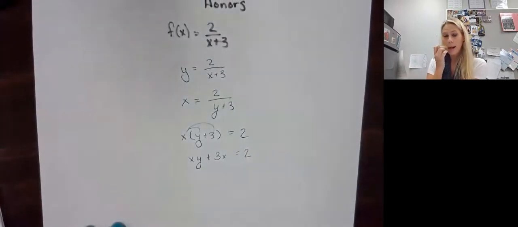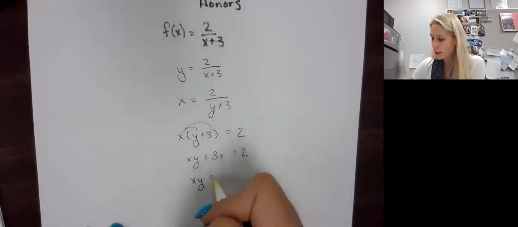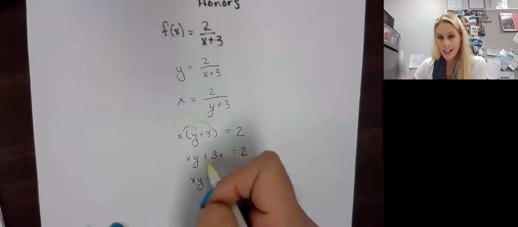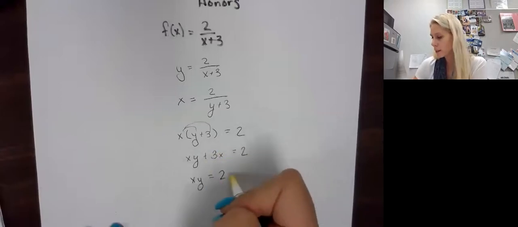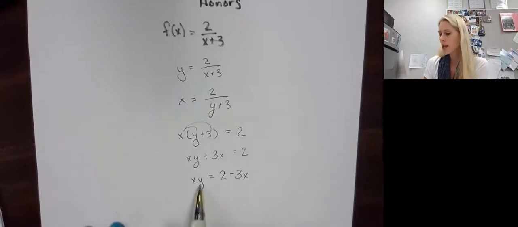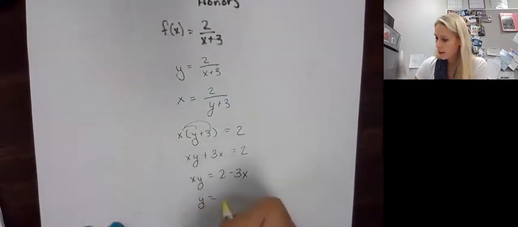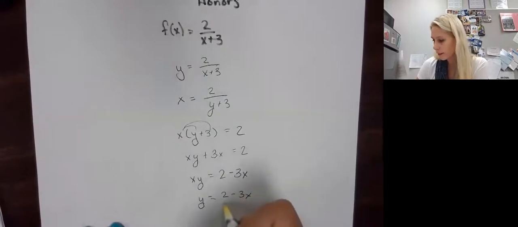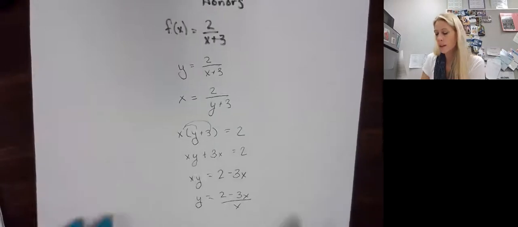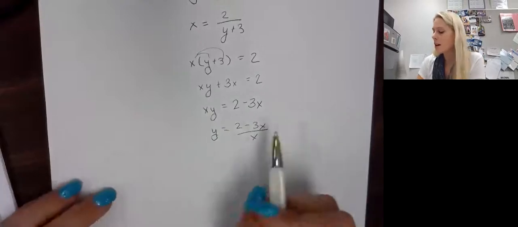Now remember, our next step is to get y by itself. So I'm going to take the things without y and put them on the other side. How I do that, of course, in this case, for positive 3x, is I'm going to subtract 3x from both sides. Got to do that inverse operation. Now how do I get y by itself? I have to divide by x. And I am done. Now, do not cross those x's out. I know they're so tempting to cross out, right? Just leave it at this.